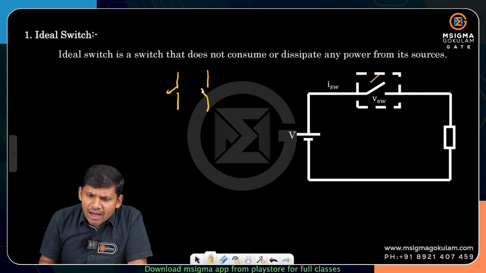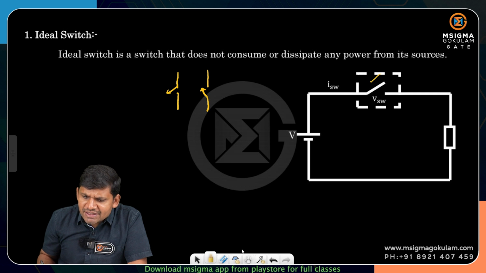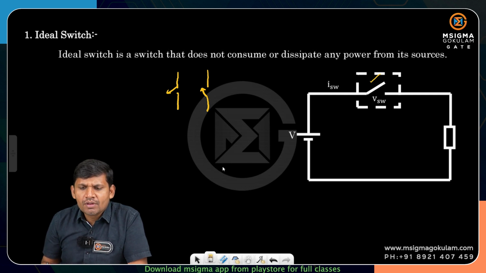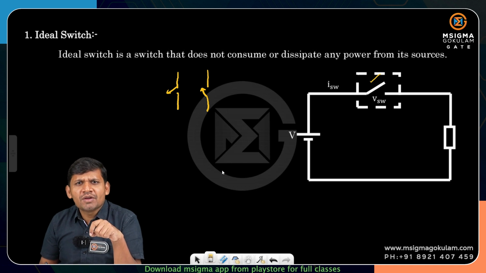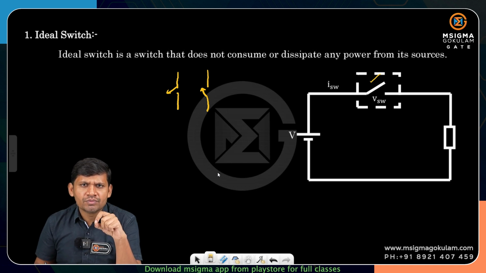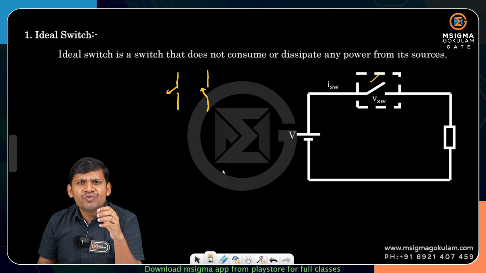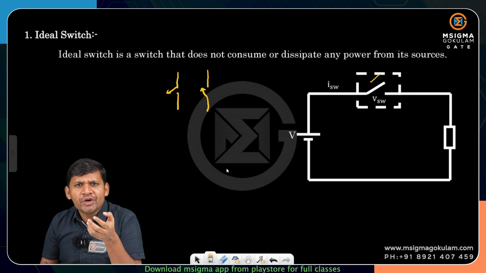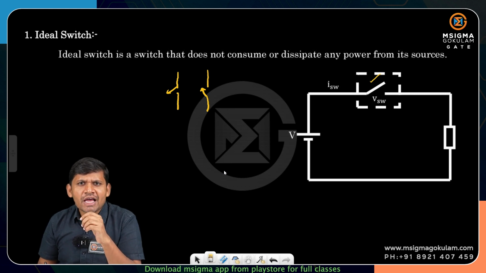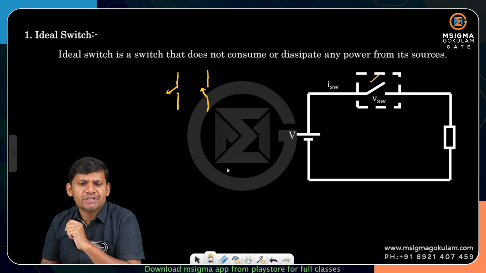But here I am explaining the ideal switch. Ideal in the sense that practically this type of switch is not possible. The operation of a switch is nothing but one on and one off. That means a switch operates in the saturation region and the cutoff region. Saturation region means on switch. Cutoff region means off switch.